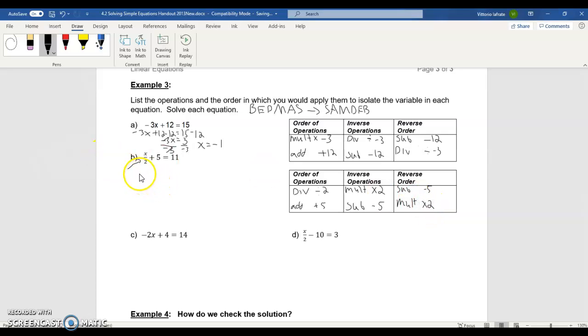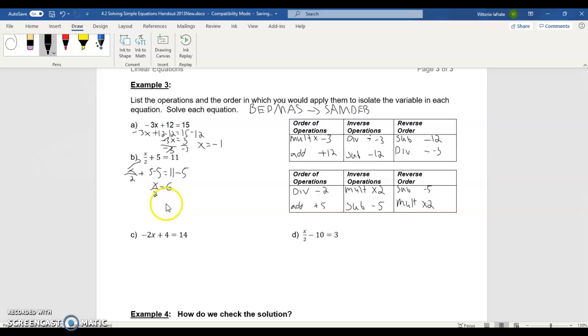So it would look something like this. We'd have x over 2 plus 5. The opposite of plus 5 is minus 5 is equal to 11. I have to do minus 5 on the right side as well to keep that equation true. 5 minus 5 is 0, so I have x over 2 is equal to 11. Make sure those equal signs line up. 11 minus 5, which is 6.